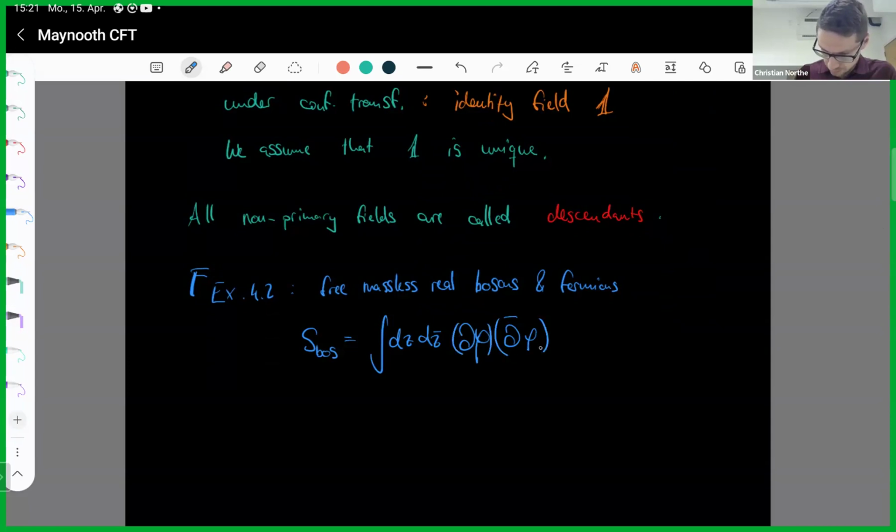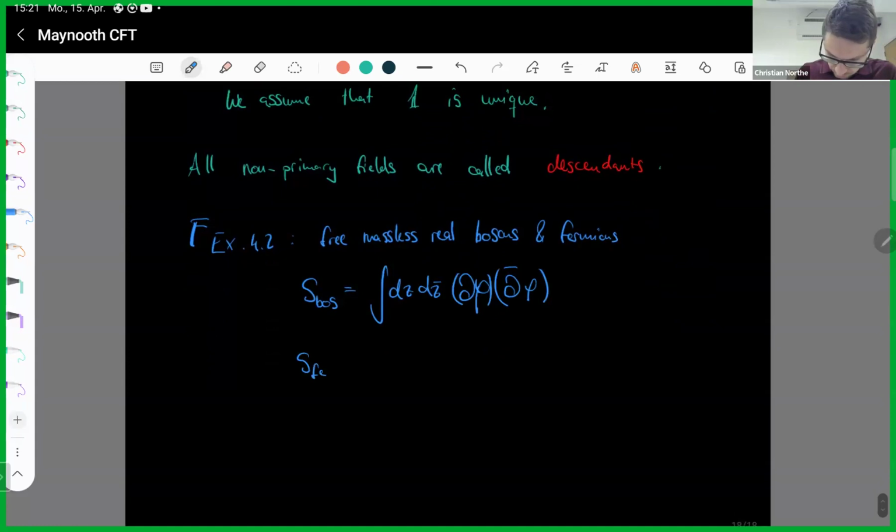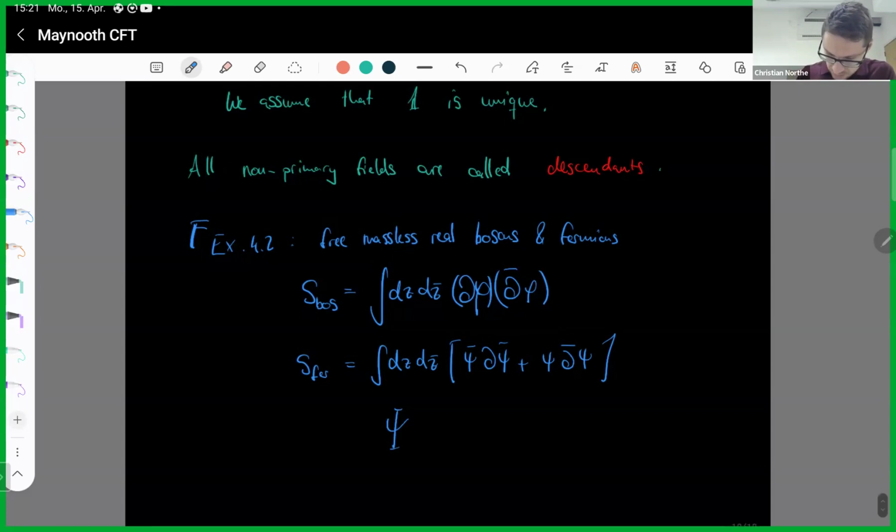Okay. And the fermion has an action which looks like this in complex coordinates: psi bar del psi bar plus psi del bar psi. And so there is a Dirac. So these are basically my Majorana spinors. These are components of a Dirac spinor, which is this thing, psi of z and z bar, psi bar of z and z bar.